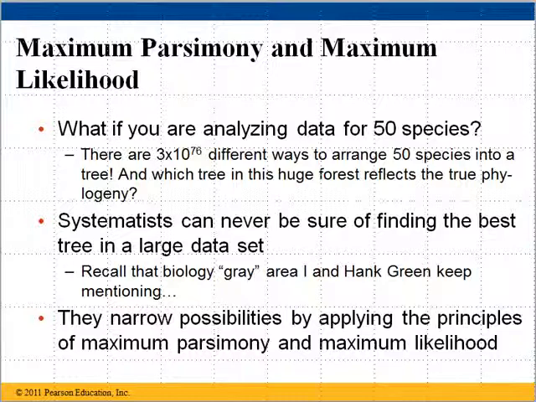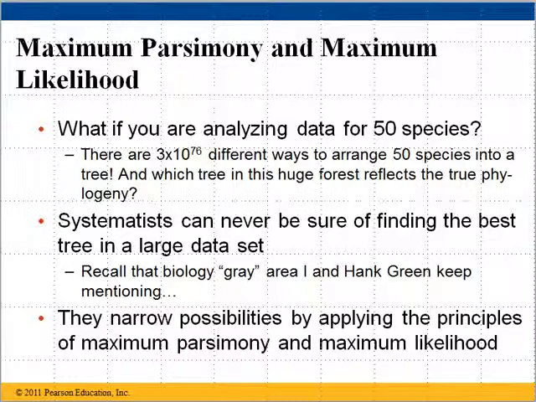So recall that biology gray area that Hank Green and I keep talking about that so many people sometimes find uncomfortable. Well, this is a good example. When you're analyzing all of this data and trying to find the best fit, the best pattern, there's a couple of rules you would likely follow to hopefully get you what is most likely the most logical scenario.